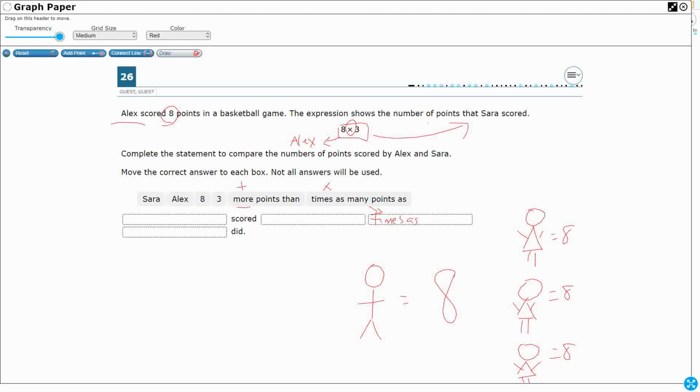Times as many points as. Okay, who scored times as many points? Well, this 8 times 3 is supposed to represent Sarah. So Sarah scored how many times? Remember, Alex scored 8 points and Sarah had 3 sets or 3 times as much as she did, right? So we're going to say 3 times as many points as Alex.